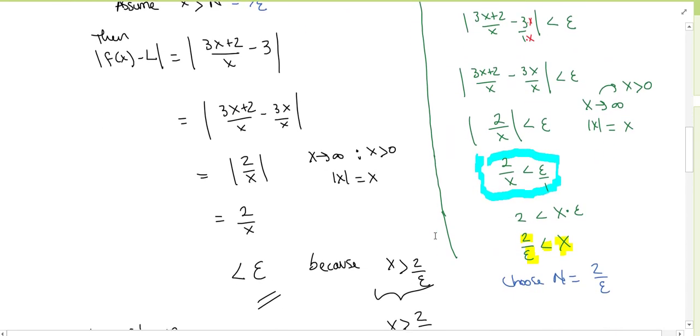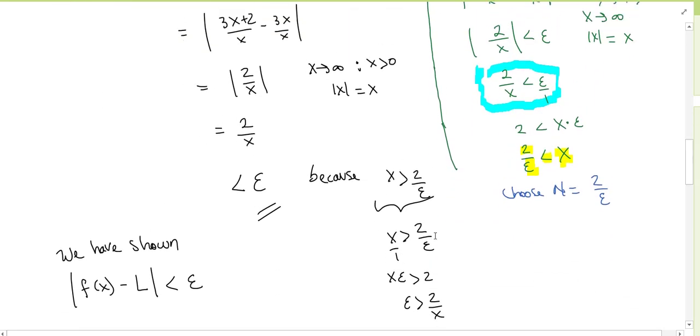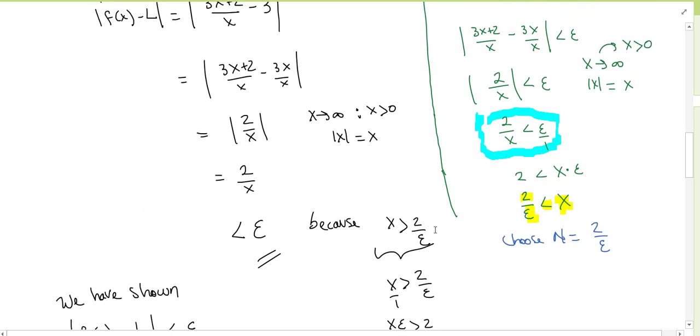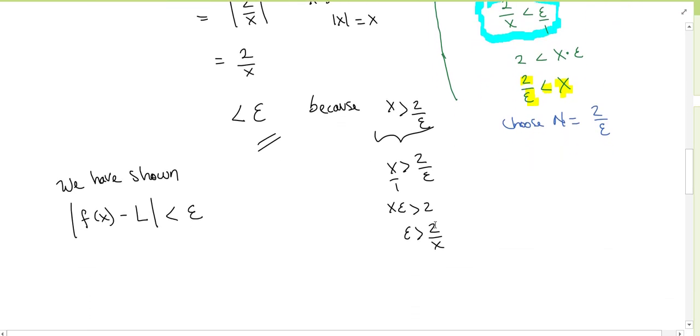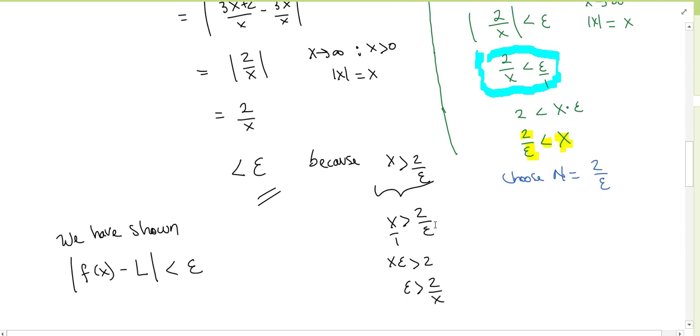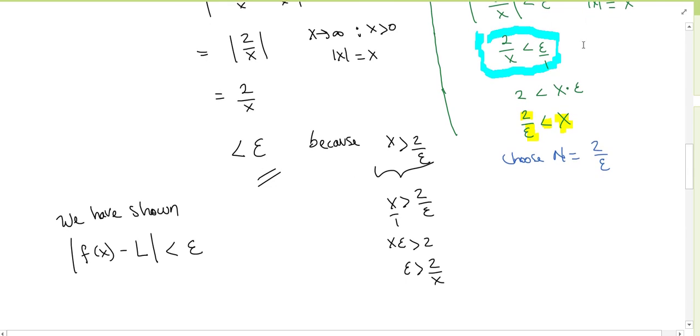And so this is an example of a proof as x goes to infinity, and we get a horizontal asymptote. So I hope that this is helpful in doing your own problem, your own example, I should say. Email me if you have any questions.